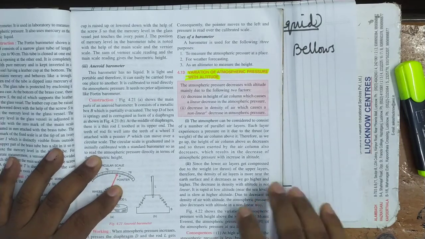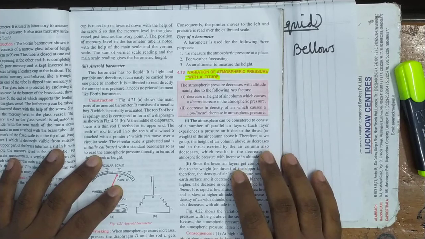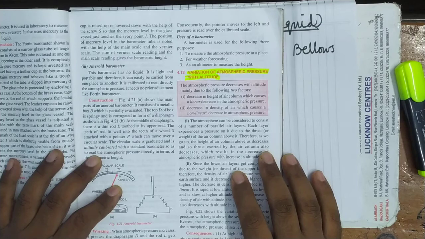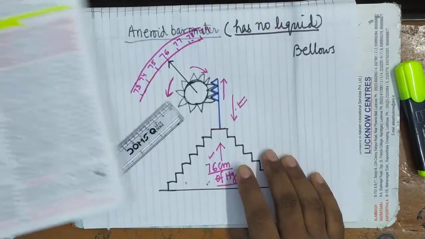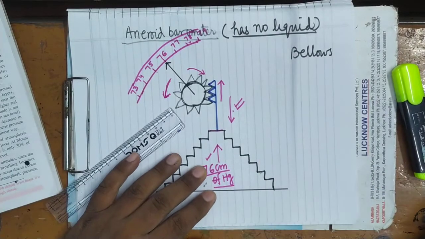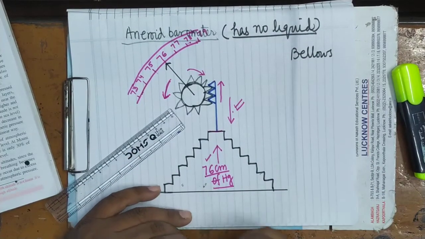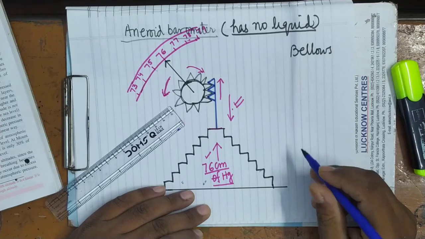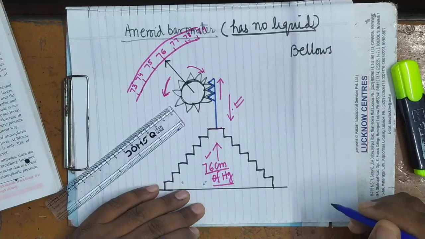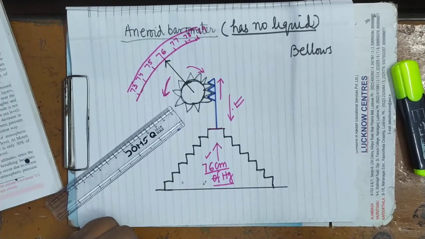So as we know, as we go above the sea level, the barometric height, the atmospheric pressure, decreases. And why does this decrease? Why does atmospheric pressure decrease on going above the sea level? On going to the hills, why is atmospheric pressure decreasing? What is the reason behind this?